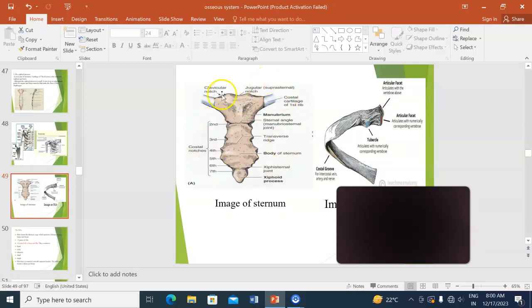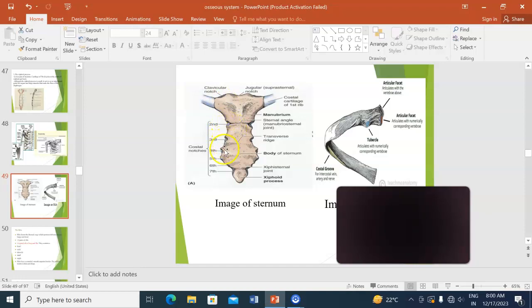Again, see, this is the closer view of the sternum, where you can see the costal cartilage, and this is the facet for the first rib. This is the facet, and this is the costal cartilage of the first rib. These two join together. Here is a notch for joining of the clavicle, hence it is called the clavicular notch. When the clavicle meets here, it will form a sternoclavicular joint. Sterno stands for sternum, clavicular stands for clavicle.